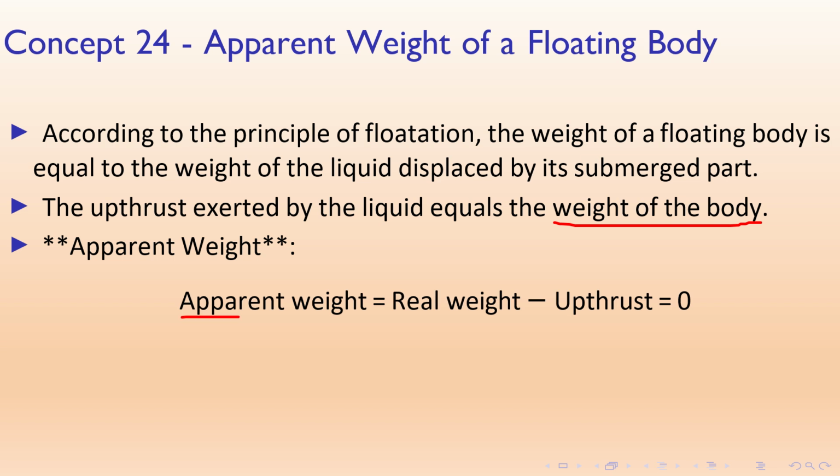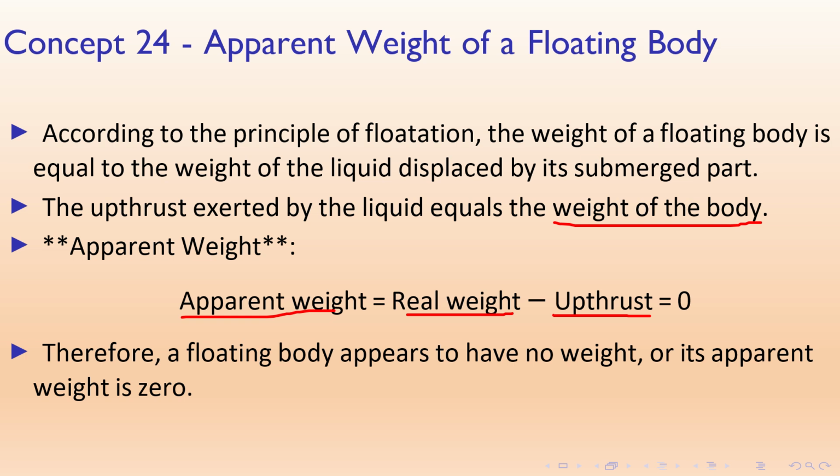So what is the apparent weight? Real weight minus upward thrust. Therefore, a floating body appears to have no weight; its apparent weight is 0.